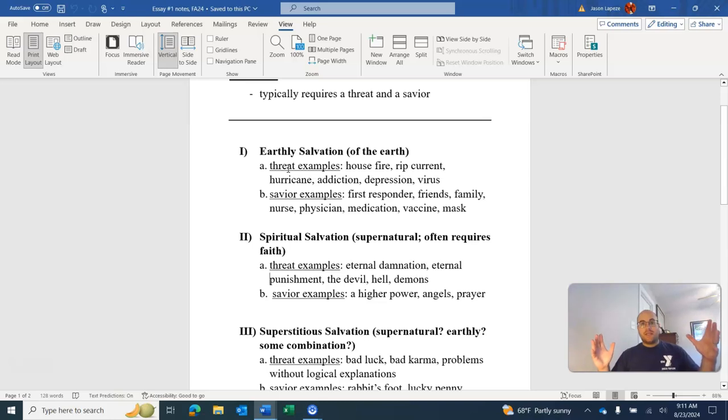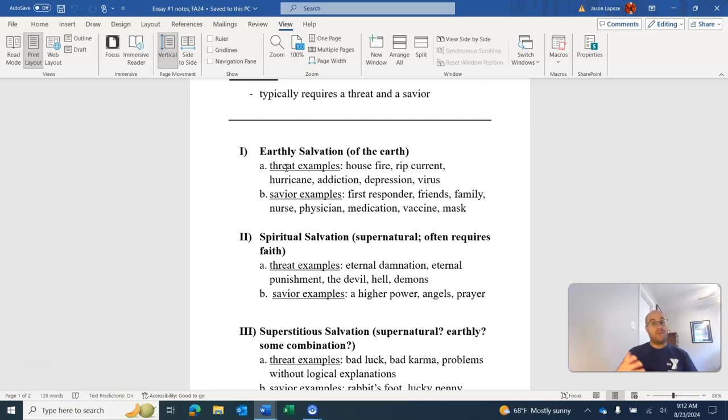So let's say your thesis statement says something like salvation is blank or means blank, and there are various forms. There's earthly, there's spiritual, and superstitious, and they are similar and different in these ways. That's your thesis statement. Your body paragraphs, or however many there are, will explore all the implications of your thesis. So earthly salvation, what does that mean? It means basically not spiritual. It means of the earth, things that you can touch, you can feel with your senses. And so threats within the earthly salvation realm, what would they consist of? Things like a house fire or a rip current or a hurricane, or things that aren't quite so natural disaster related.